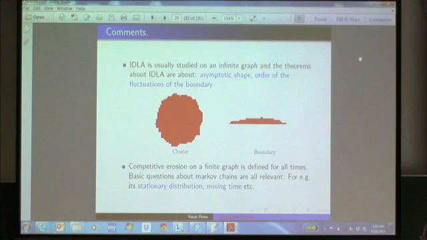So competitive erosion is naturally defined on a finite graph, and so there we will ask different questions about, coming from this finite Markov chain, what does a stationary distribution look like? What is the mixing time? Emphasis on the first question.